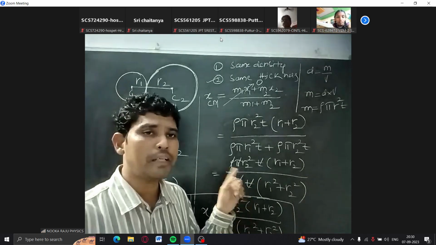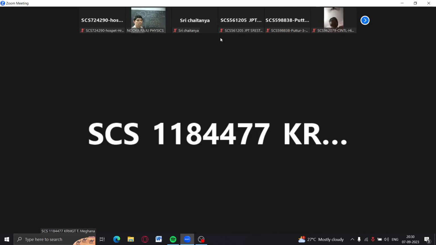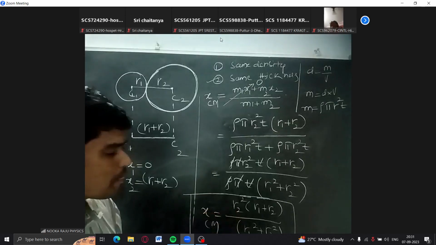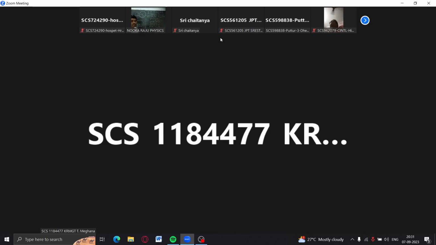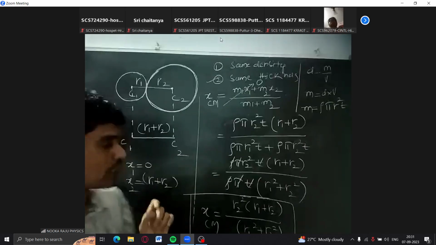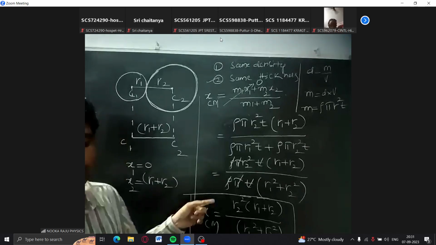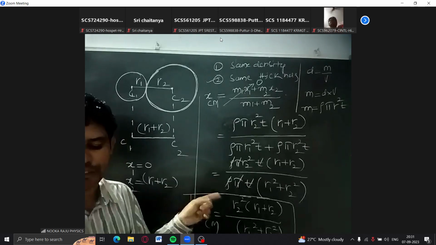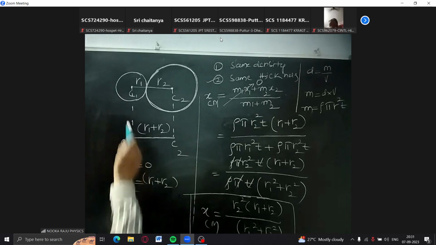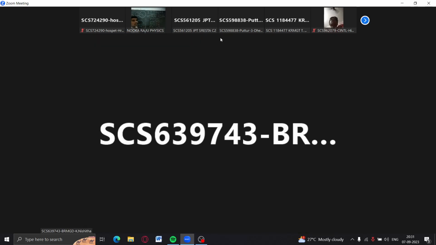Are you getting this point? Yes, sir. What is the meaning of this final formula? It is the center of mass of two circular discs. It is actually the distance of the center of mass from the center of the small disc. That is the final conclusion.